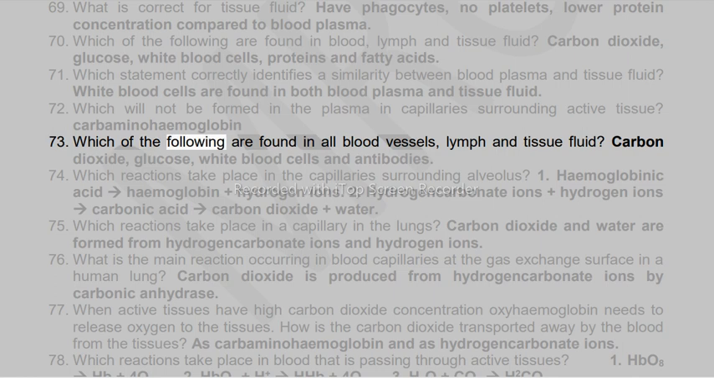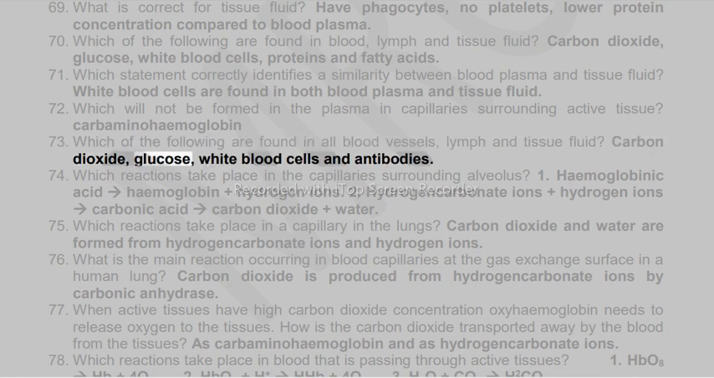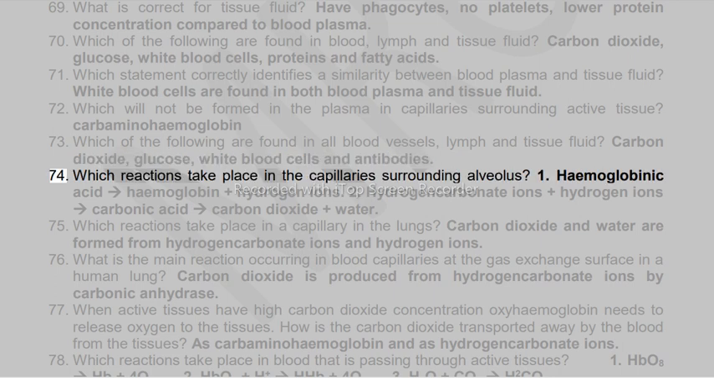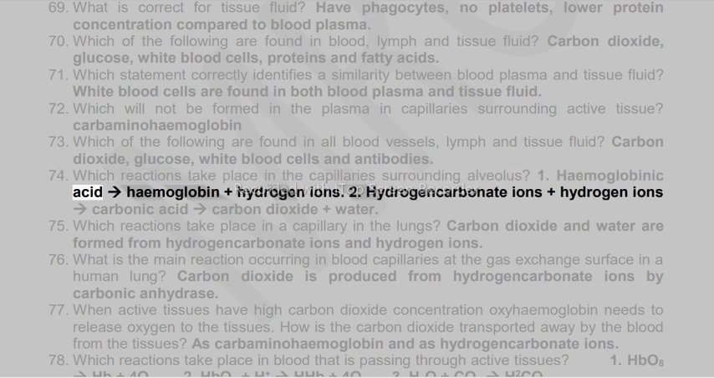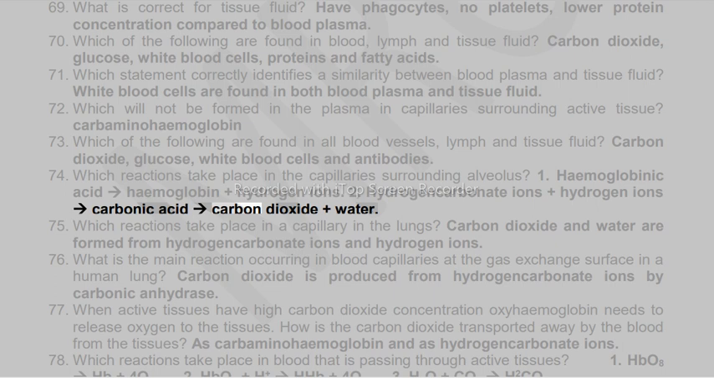73. Which of the following are found in all blood vessels, lymph and tissue fluid? Carbon dioxide, glucose, white blood cells and antibodies. 74. Which reactions take place in the capillaries surrounding alveolus? 1. Hemoglobinic acid to hemoglobin plus hydrogen ions. 2. Hydrogen carbonate ions plus hydrogen ions to carbonic acid to carbon dioxide plus water.